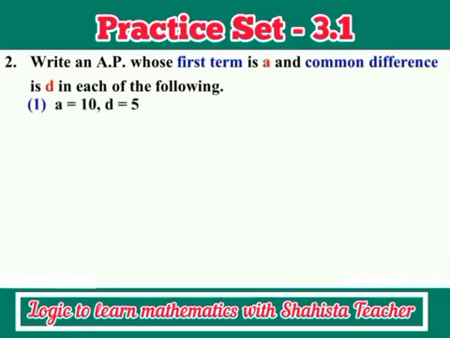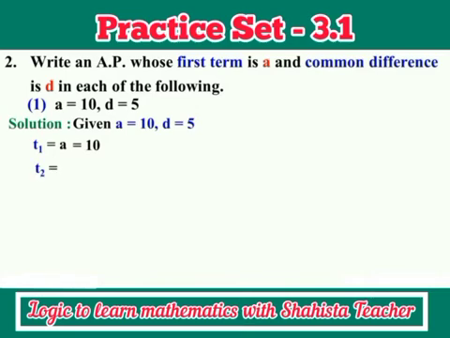So here A is equal to 10 and D is equal to 5. First we will use A, then A plus D and then A plus 2D. The first formula is T1 is equal to A. So A is equal to 10. Is that clear? T1 is equal to A is equal to 10.